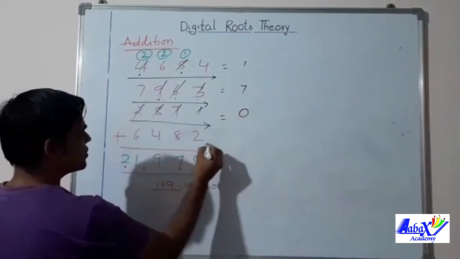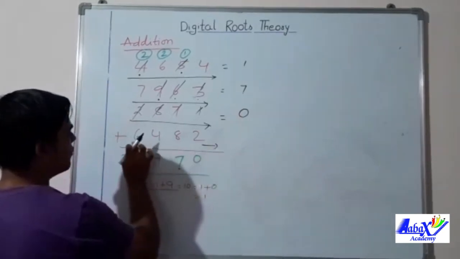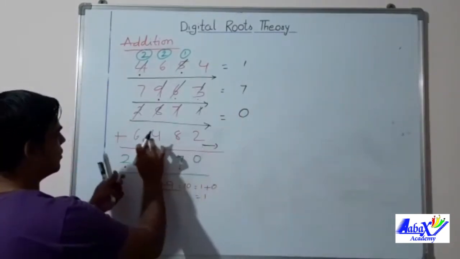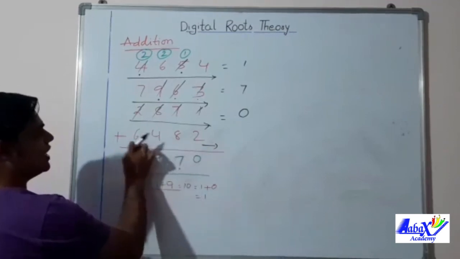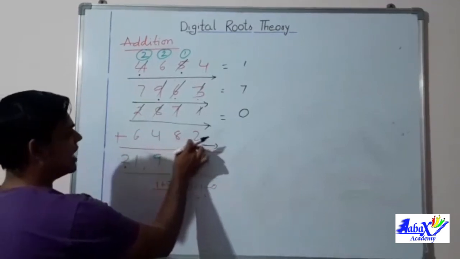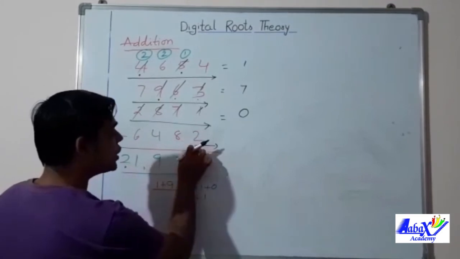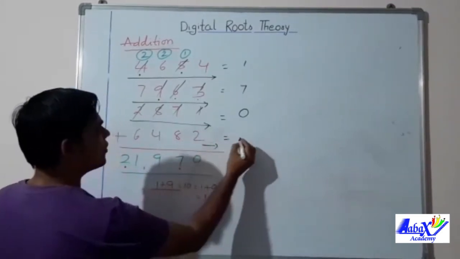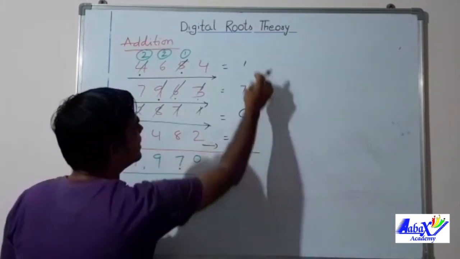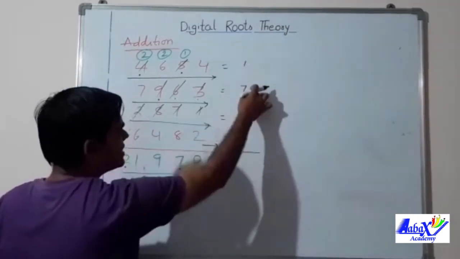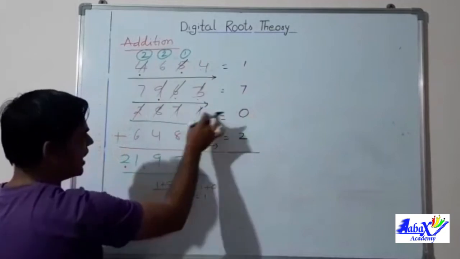Last line, first. So the last line result. Can we cancel anything? No, nothing. 6, 4, 10, 10 plus 8, 18, 18 plus 2, 20. So we got here 20, 20 where 2 plus 0, 2. Now we got the digital roots 1, 7, 0, 2 for each of the lines.